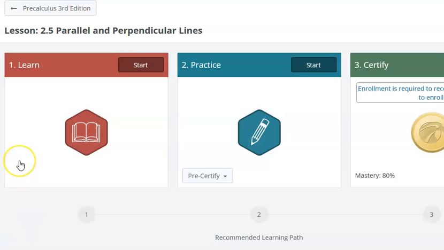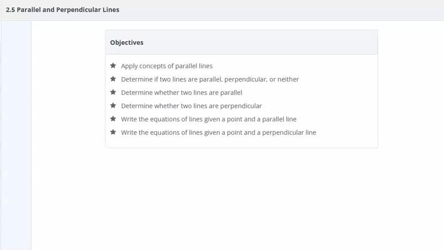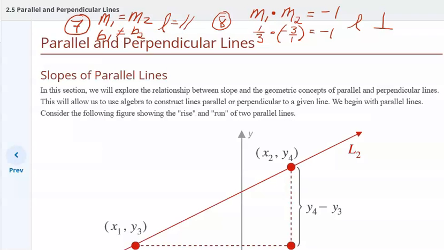In topic 5 of chapter 2, we're going to take a look at parallel and perpendicular lines. Here are the objectives if you want to pause to look them over.